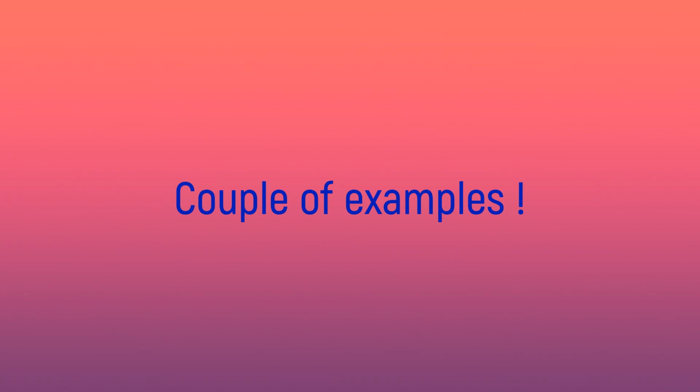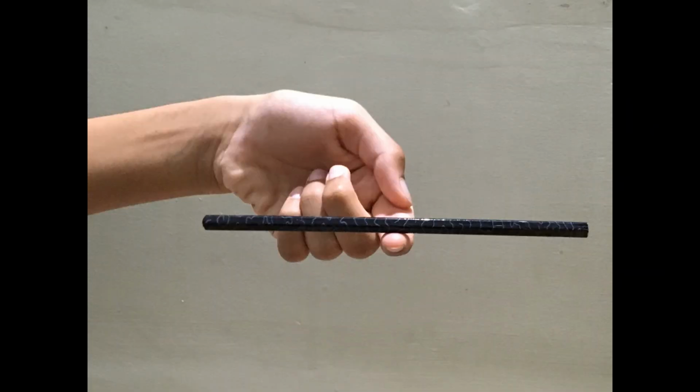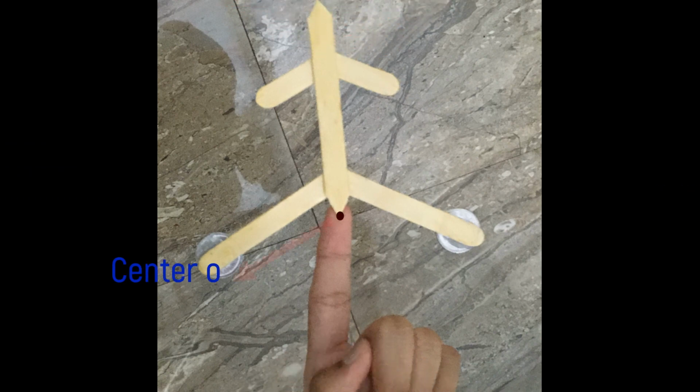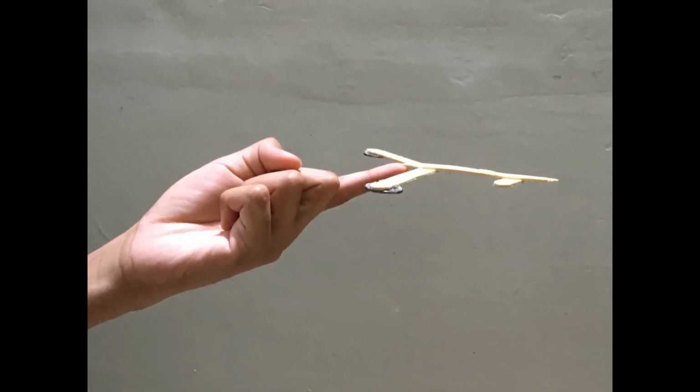Let's look at some examples where center of mass and center of gravity are located. This pencil's center of gravity and center of mass is located in the middle. Hence, if I hold the pencil in the middle with one finger, it will balance. Similarly, my balancing toy, which you can consider as a bird, has its center of gravity and center of mass present at the tip of its beak. Hence, if I hold the bird at the tip, it will balance.